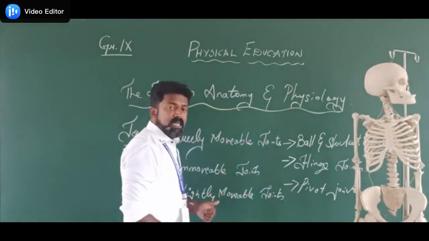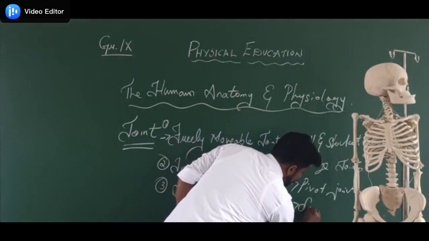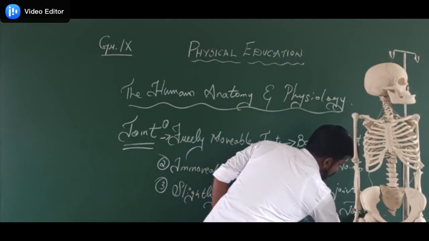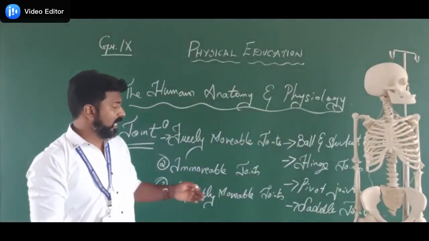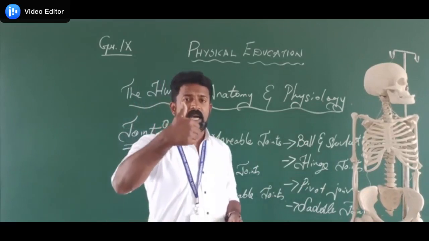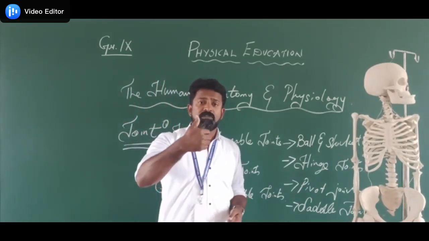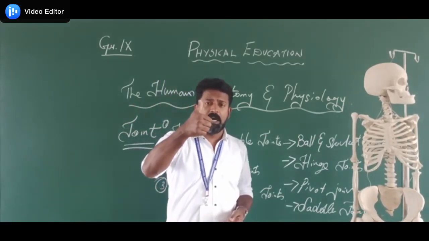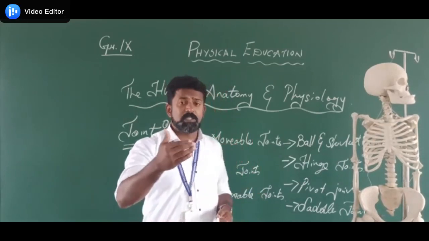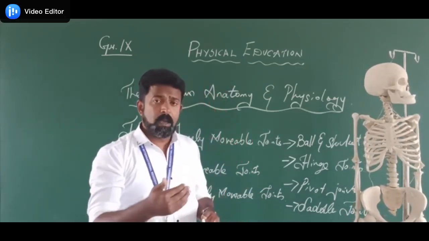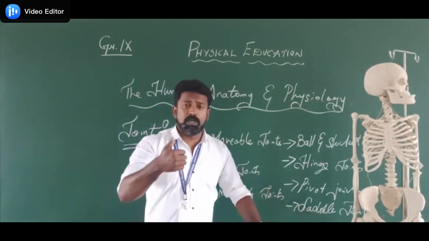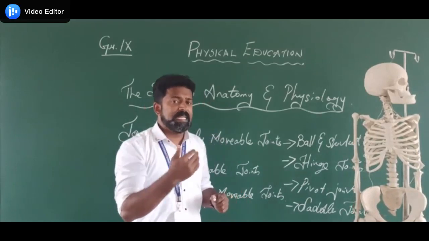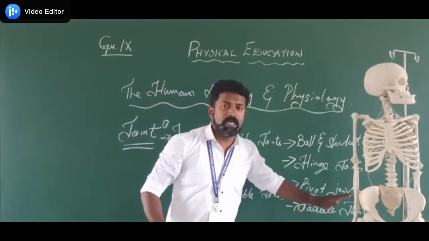And the last one is the saddle joint. The best example for the saddle joint is the thumb, because the movements are very free. It can do rotation, front and back, and up and down. In other joints, such as the fingers and the wrist, this is limited, but in the thumb, the saddle joint, the movement up and down, front and back is done freely. So that is the best example for the saddle joint.